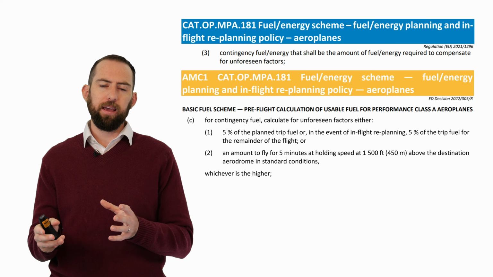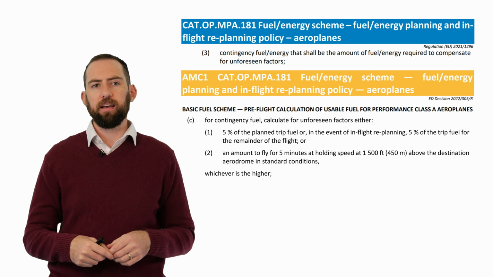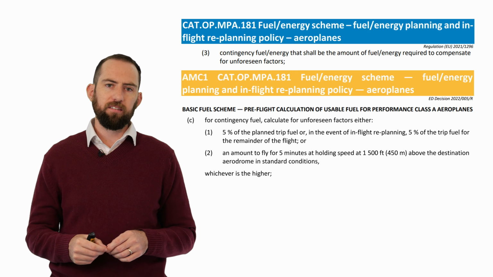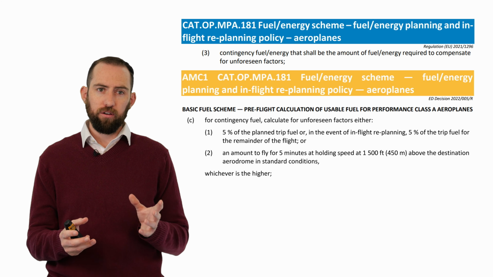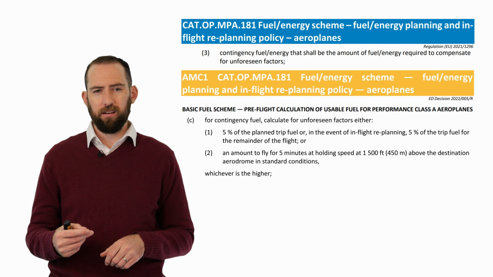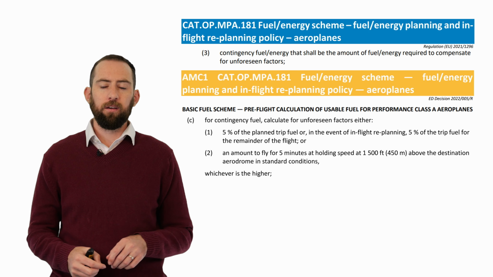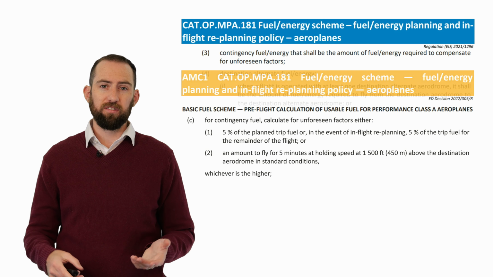And this must then be compared to an amount to hold for 5 minutes at holding speed at 1500 feet above the destination aerodrome in standard conditions. So whichever is higher of those two amounts, that is the amount of contingency fuel that is carried under the basic scheme. Now there are other options for operators that are using other fuel schemes.